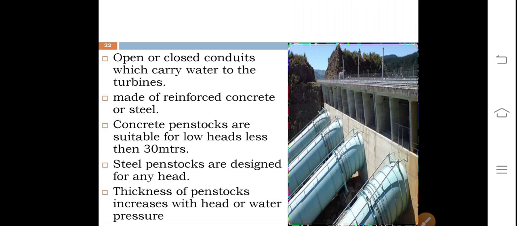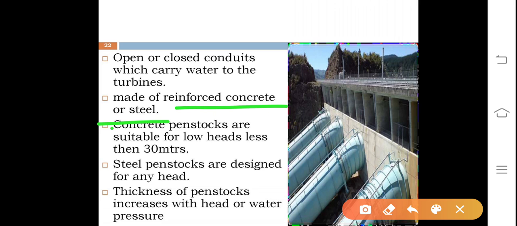Open or closed conduits which carry water to the turbines are made of reinforced concrete or steel, as I have already pointed out. Made of reinforced concrete or steel. Concrete penstocks are suitable for low heads, less than 30 meters. Steel penstocks are designed for any head.